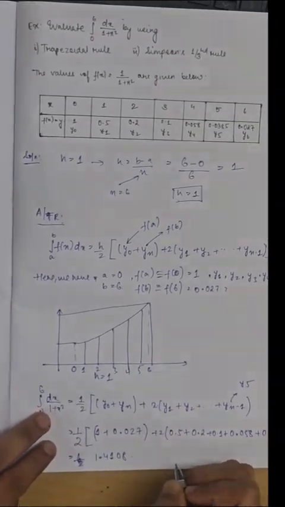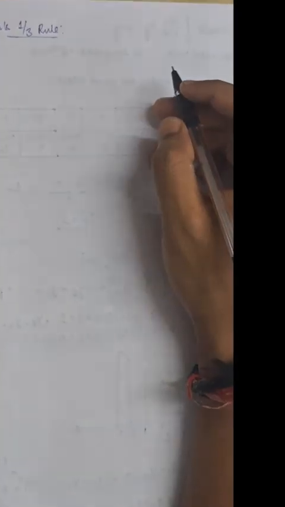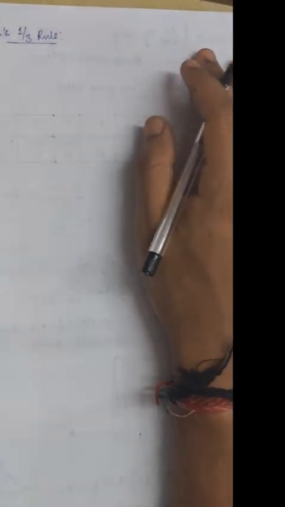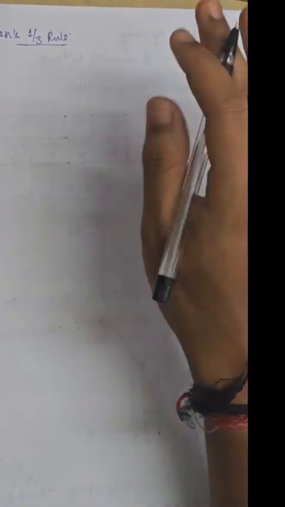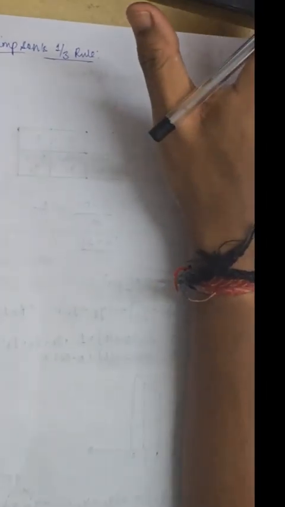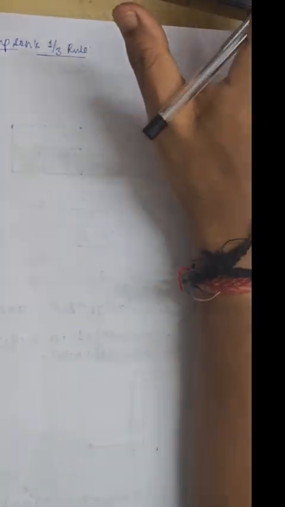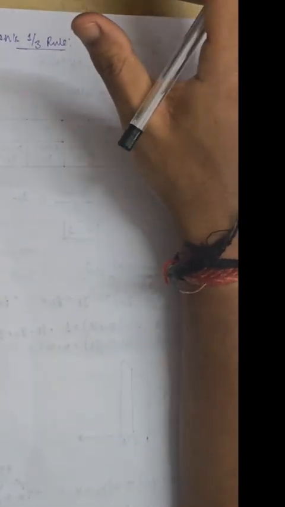So that's it. Now let's move on to Simpson's one-third rule. Before starting, there are two rules for Simpson's. The first one is Simpson's one-third rule, and the other one is Simpson's three-eighths rule. In this video, we are going to see only Simpson's one-third rule. So let's move on to Simpson's one-third rule.